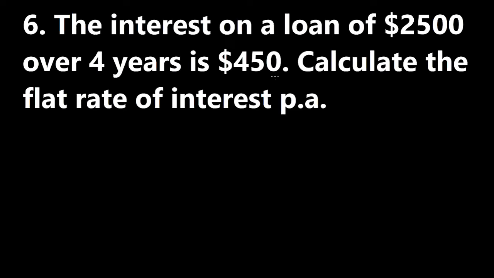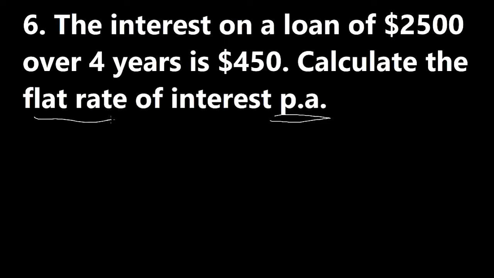Okay, so the first question we got, question 6, is: the interest on a loan of $2,500 over 4 years is $450. Calculate the flat rate of interest per annum. There's a couple of things to remember here. Remember, per annum means per year, and usually when we see the flat rate, it's generally referring to simple interest.